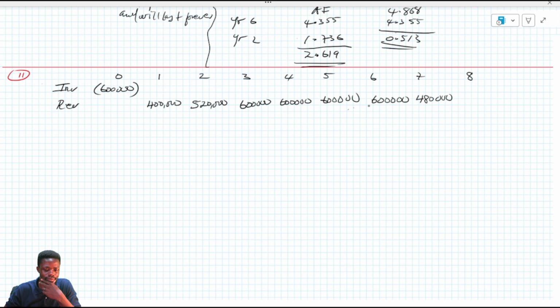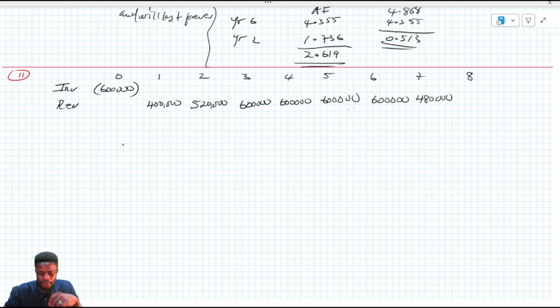Year eight, there is no year eight, but why we extended to year eight is because we are hearing the word arrears. When you hear the word arrears, shift 1 year ahead.